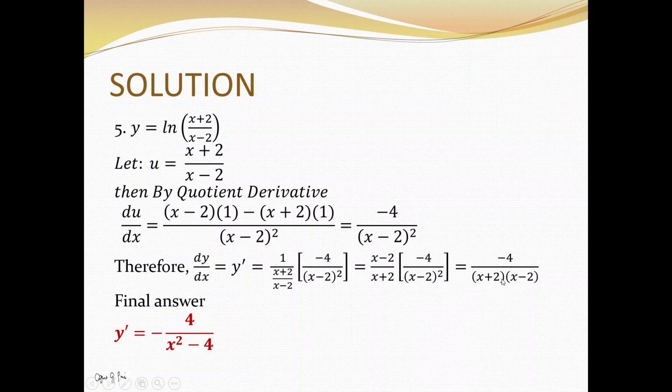Then we can have x plus 2 times x minus 2 for the denominator, or we can also multiply the denominators as a special product. So this is also the square of the first minus the square of the second, or simply this is equal to negative 4 over x squared minus 4. So this is our derivative of that given function.